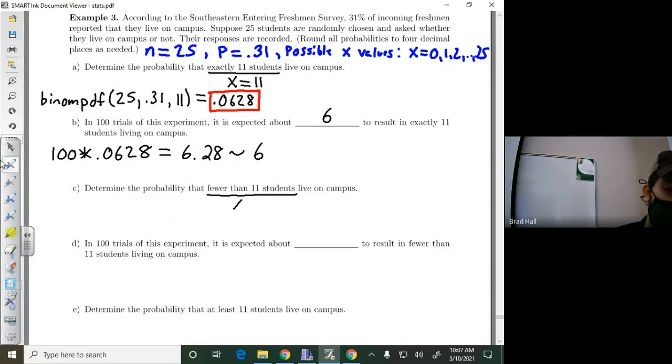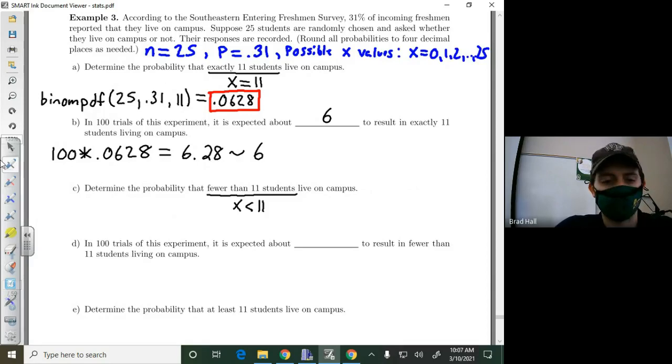So X is less than 11. And we can interpret the less than referring to, well, we know it's whole numbers. So the context here, we know that it's whole numbers. So we could use that as a quick notation. So it's not less than or equal to because it says fewer than 11. 11 is not fewer than 11.